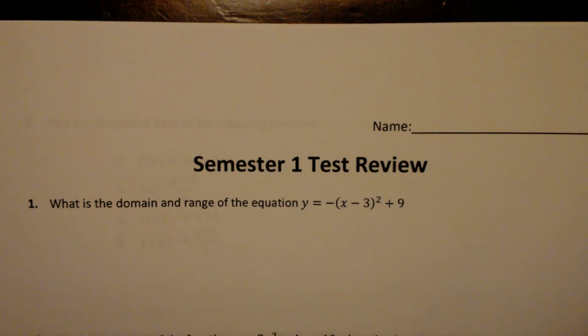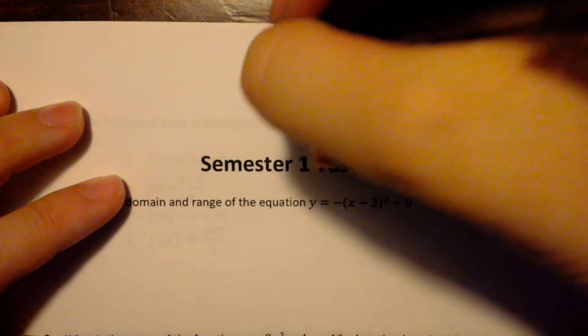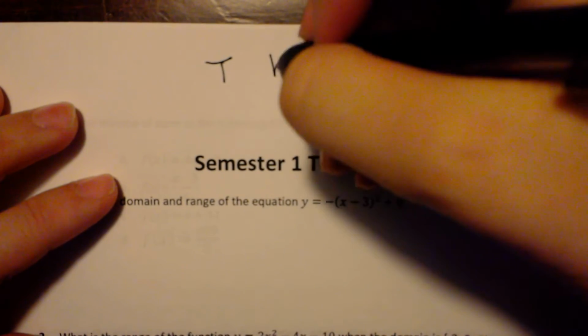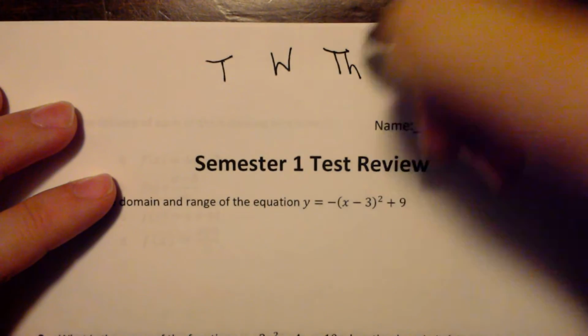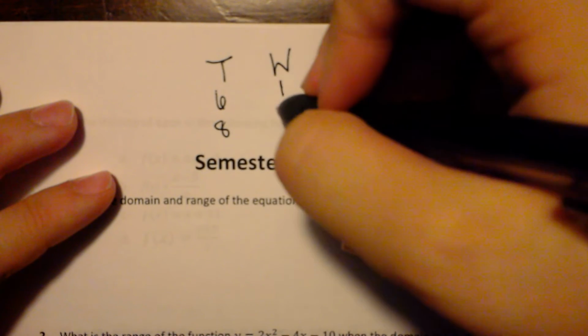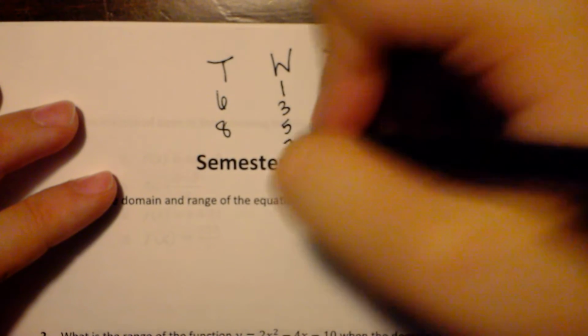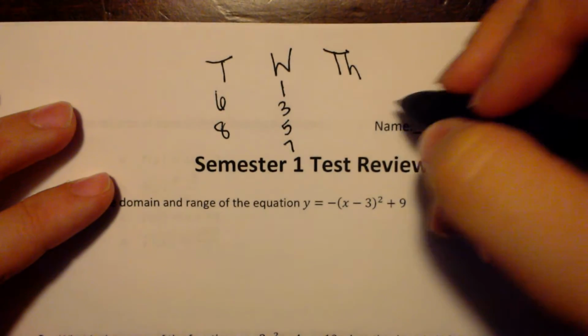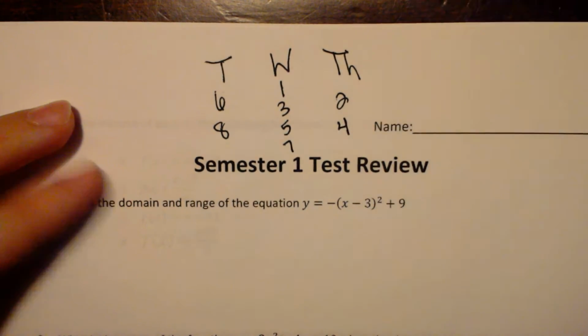Semester 1 test review. So tests are on Tuesday, Wednesday, and Thursday. Tuesday is 6th and 8th. Wednesday is 1, 3, 5, and 7. Thursday is 2nd and 4th.